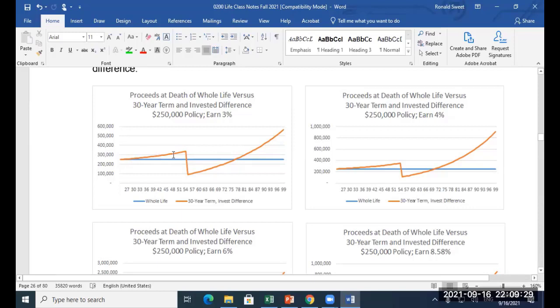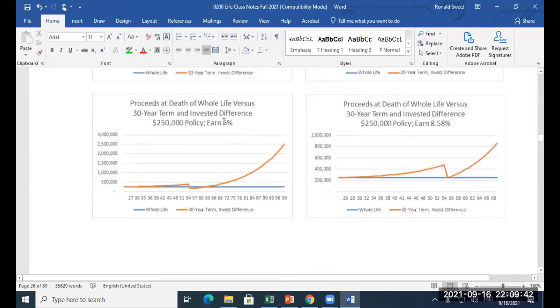Now, what can we do to change this line? Well, what if he can make 4%? What happens then? It drops, but not nearly as much. What if he can make 6%? Well, in that case, there's almost no difference. He might as well just buy term and invest the difference. He makes 6%. How do you think I got this 8.58%? Can you tell how I got that?